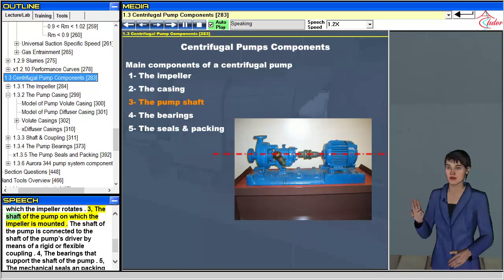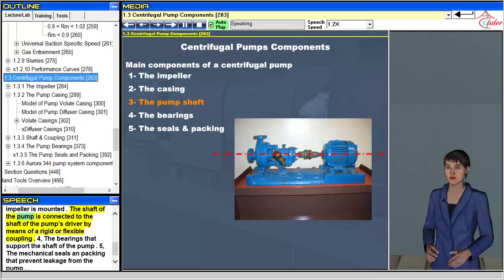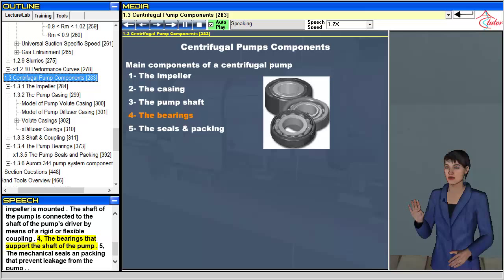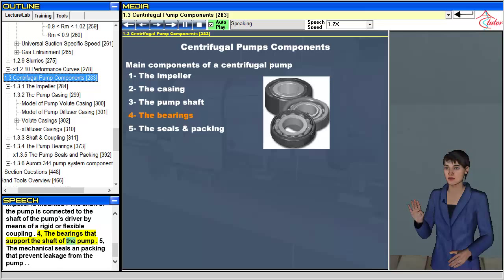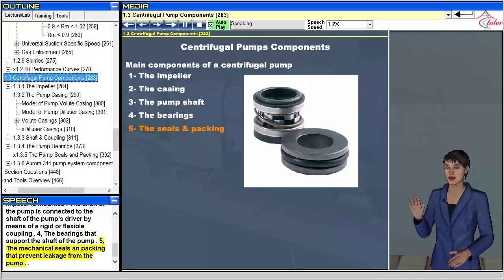3. The shaft of the pump on which the impeller is mounted. The shaft of the pump is connected to the shaft of the pump's driver by means of a rigid or flexible coupling. 4. The bearings that support the shaft of the pump. 5. The mechanical seals and packing that prevent leakage from the pump.